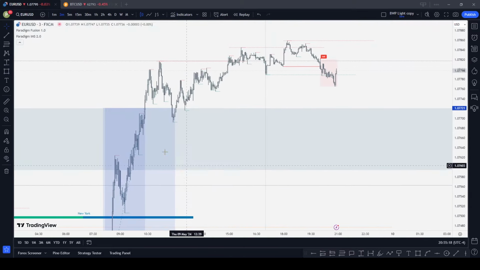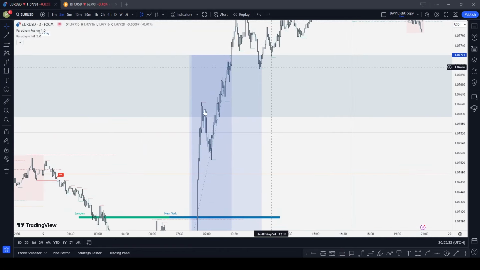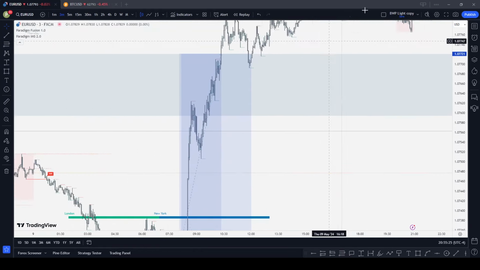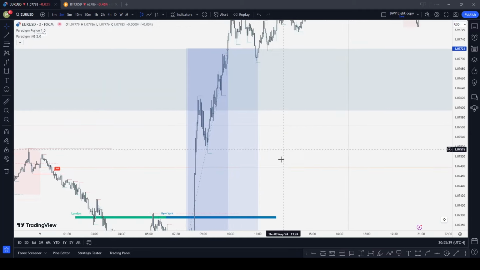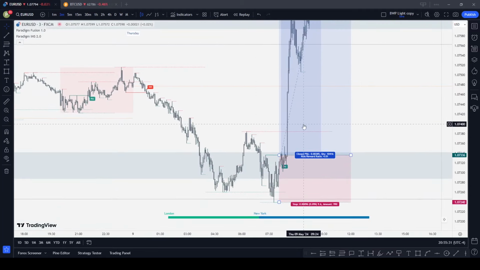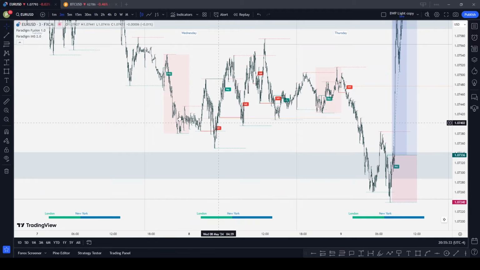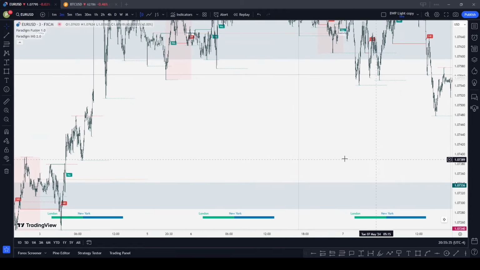Or I could have also held the trade, but I wasn't interested in holding it to the end of the week. I could have held the trade to the end of the week because I know that by the end of the week we should be above this area. Okay, so that is one example of a setup that was based on that idea.